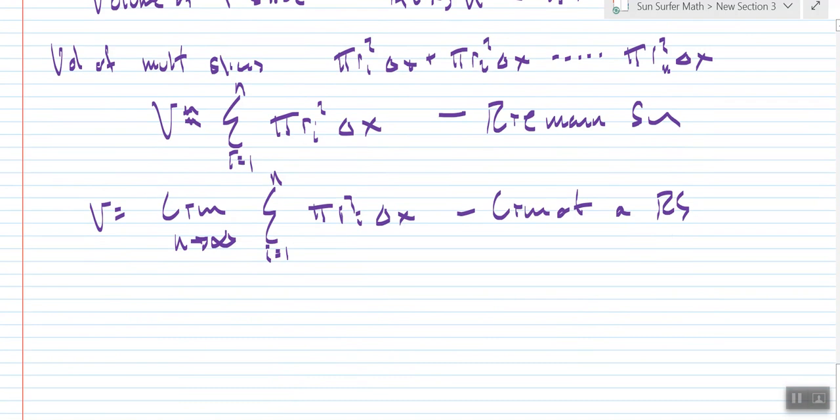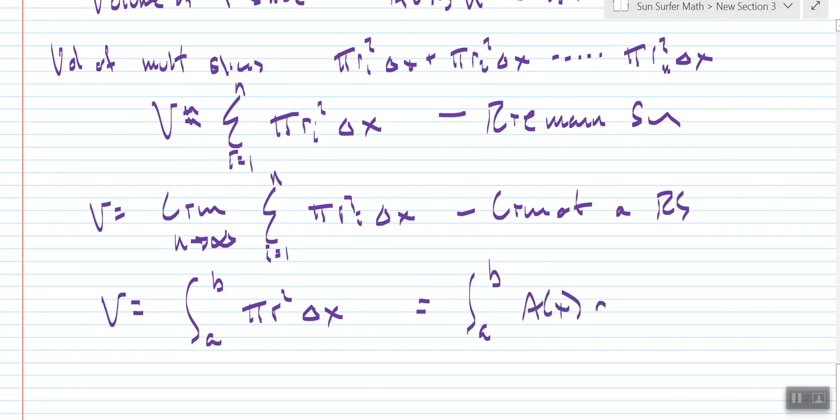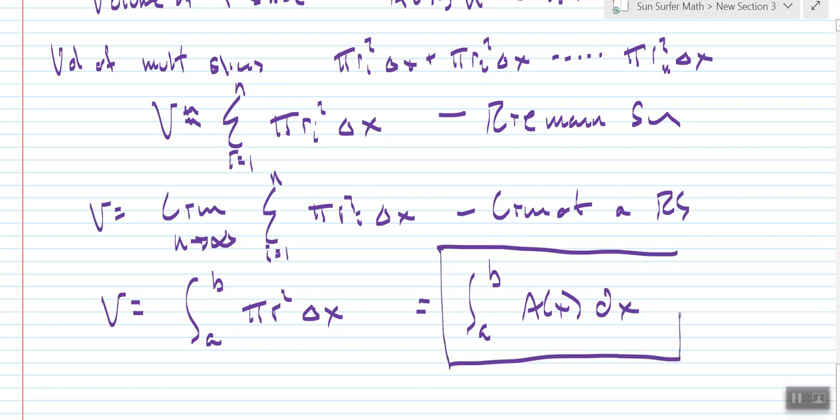We get an integral. So from this, we can say that the volume is equal to the integral from a to b of pi r squared dx. Or more generally, we could say that this was the integral from a to b of the cross-sectional area dx. And this is going to give us our basic formula for the slicing method. We are finding the integral from a to b of some cross-sectional area dx.